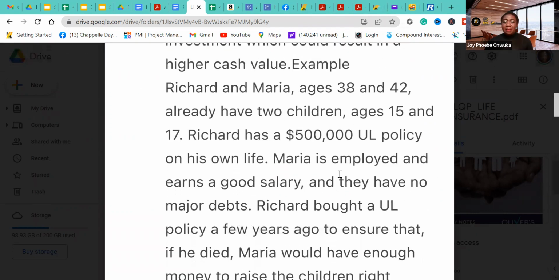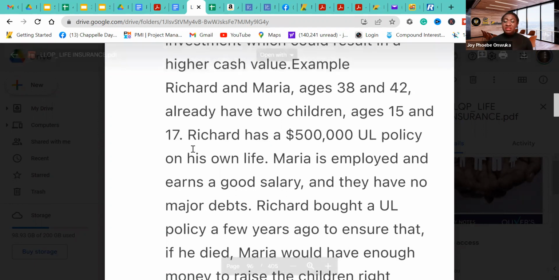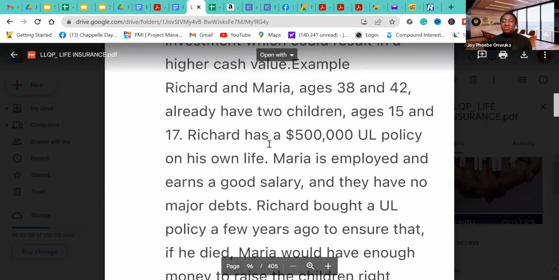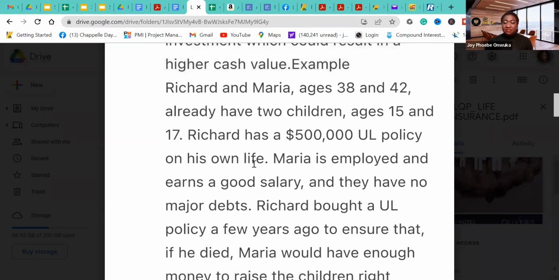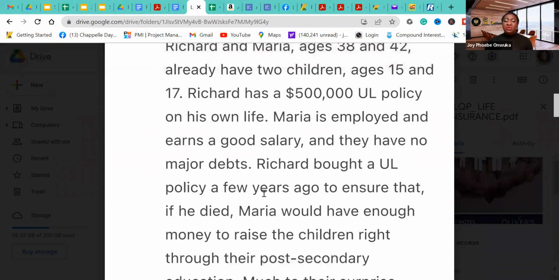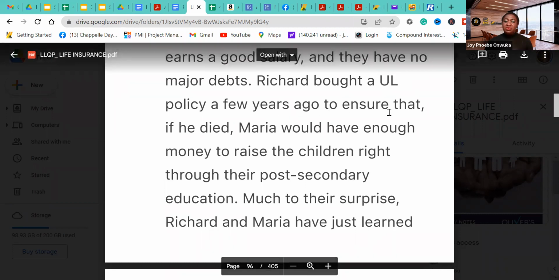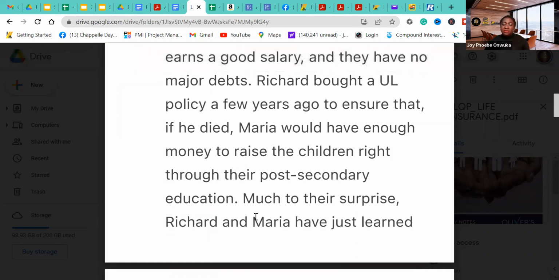For example, Richard and Maria, ages 38 and 42, already have two children, ages 15 and 17. Richard has a $500,000 UL policy on his own life. Maria is employed and earns a good salary, and they have no major debt. Richard bought the policy a few years ago to ensure that if he dies, Maria will have enough money to raise the children right through their post-secondary education.